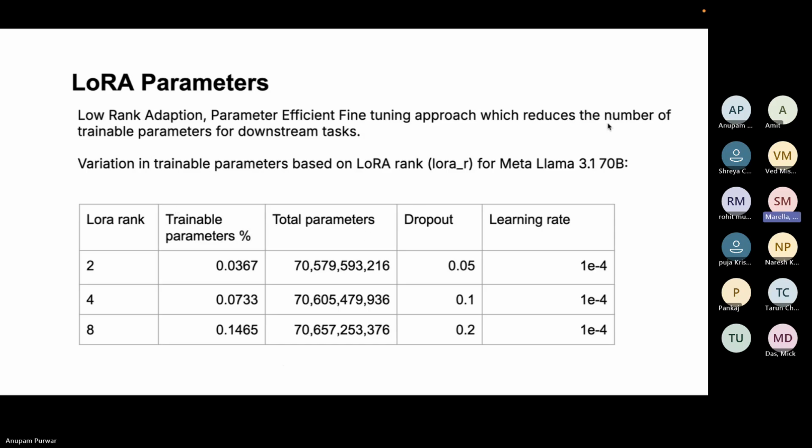For LoRa, there are other hyperparameters also, like dropout rate and learning rate. But what is important is that as you increase the LoRa rank, the percentage of trainable parameters also goes up. And if the LoRa rank trends towards infinity, then LoRa is the same as full fine tuning, because in that case the trainable parameters would be 100%.